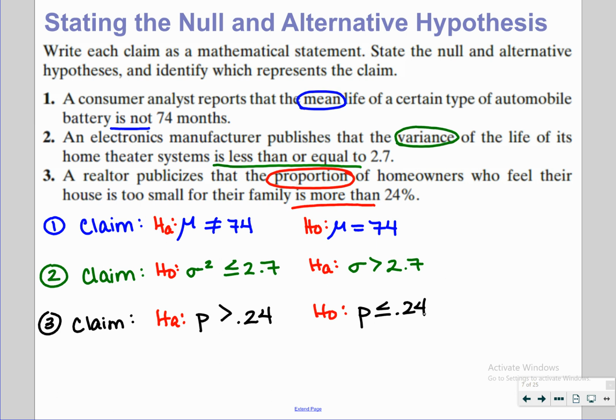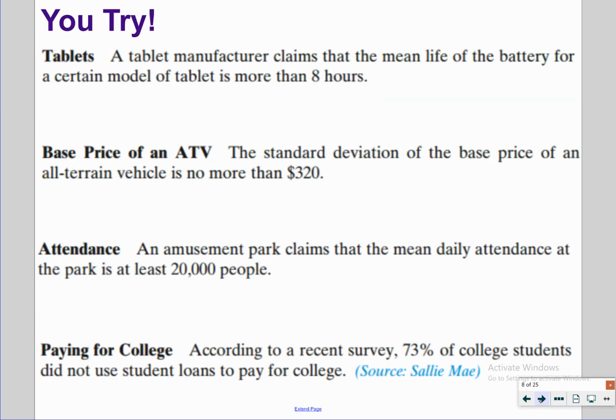Okay, good. All right, so the last 4 are yours to try, and we're going to put answers up on the board. So you will probably be either in charge of writing the null, the alternative, or labeling which one is the claim for one of these 4 problems. So I'll give you a few minutes. As soon as we get all the right answers up on the board, we are done for today. That's the end of our lesson.